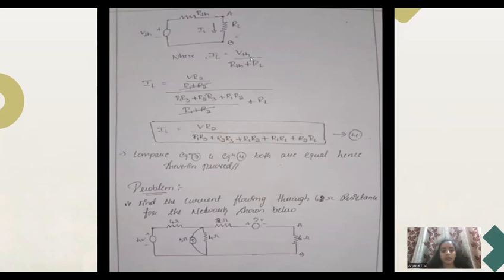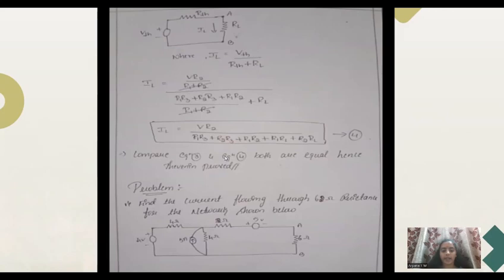We already know the values of VTH as well as RTH. Substituting the two expressions in the IL formula, the final expression we get is IL equals V R2 divided by (R1 R3 + R2 R3 + R1 R2 + R1 RL + R2 RL). Comparing equation 3 and equation 4, these two equations are equal. Hence Thevenin's theorem is proved.